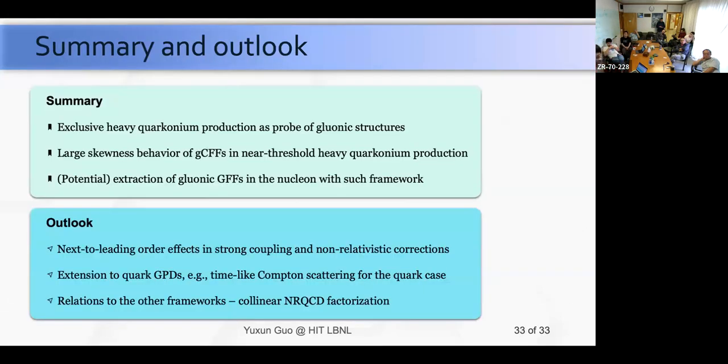So with that, I will summarize here. I talked about exclusive quarkonium production, and I also talked about the relation between the Compton form factors and gravitational form factors at large skewness, and used the J/psi production as an example to study the extraction of the gravitational form factor in the proton. Again, next-to-leading order corrections in the strong coupling, and NRQCD, could be very important to this. There is also a very interesting relation to the quark GPD. That is, can we do this, for instance, in a very similar time-like Compton scattering for quark cases? And there are also relations to other frameworks, for instance, the collinear NRQCD factorization and things like that.